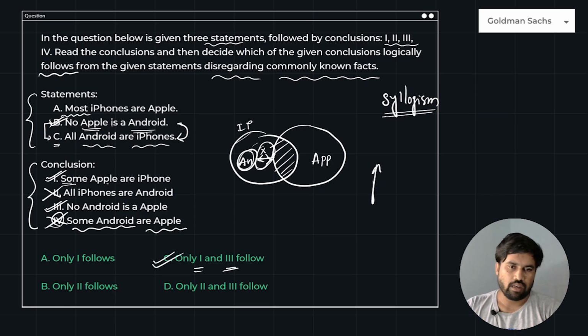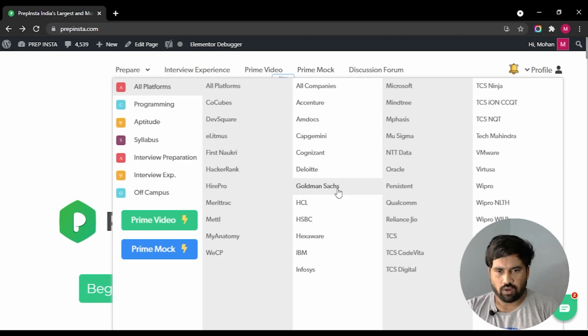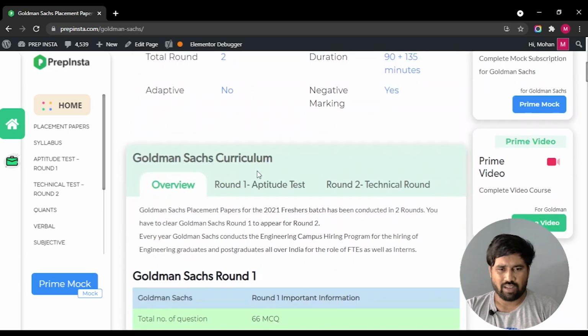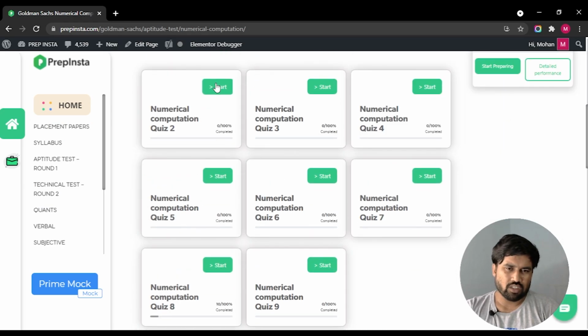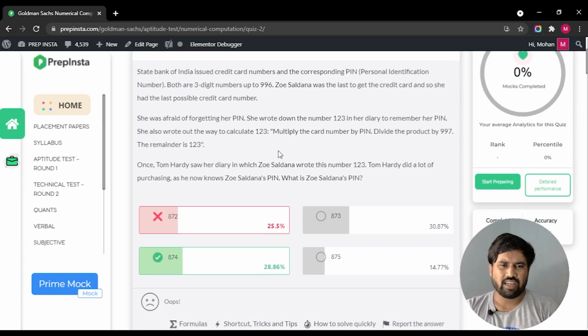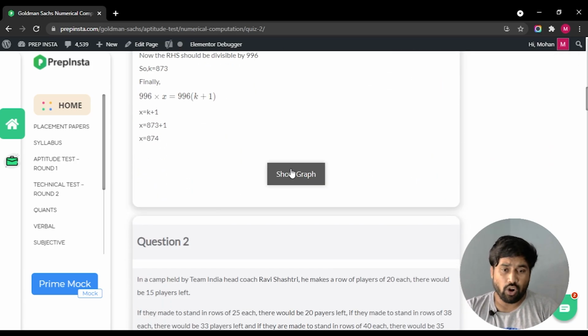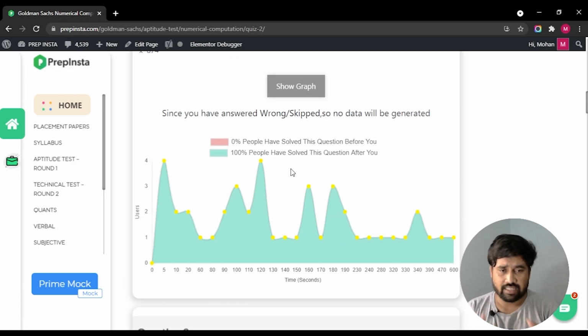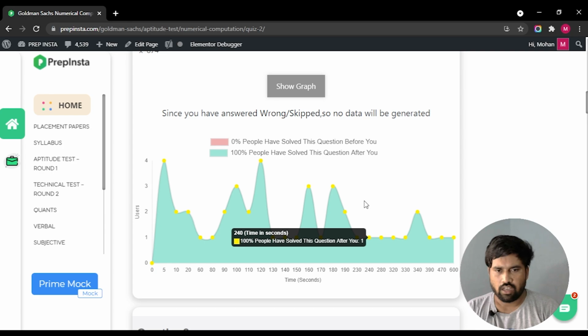According to you it may be a little time, but according to others it is very huge. For example, I would like to tell you one more thing, how our analytics works for you guys. Just look here. This is our prepinsta.com. I am going to all the platforms, then to the Goldman Sachs section, and to a random quiz, numerical computations quiz 2. See guys, I already attempted one question randomly and got it wrong. When I look at the explanation, I can see the explanation and everything. Along with that, the major thing is this graph, which is the analytics: I have wrongly attempted the question, so 0% of people have solved this question before me. Why? Because if you attempt wrongly, you will never get the marks. So this is our analytics.